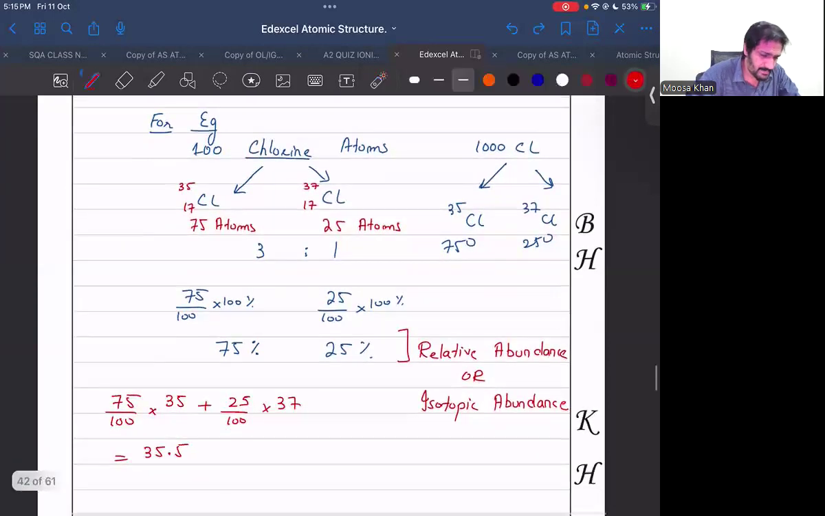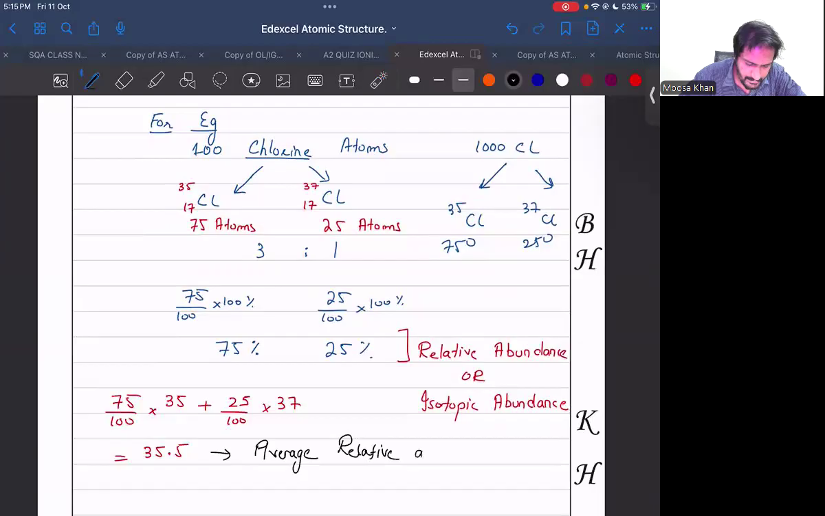And this average mass is basically given the name. Then now we cannot call it a nucleon number because we have taken the average of this nucleon number. So it is given the name as average relative atomic mass.